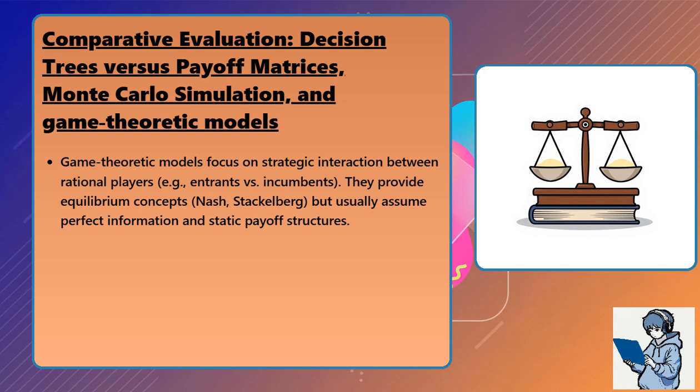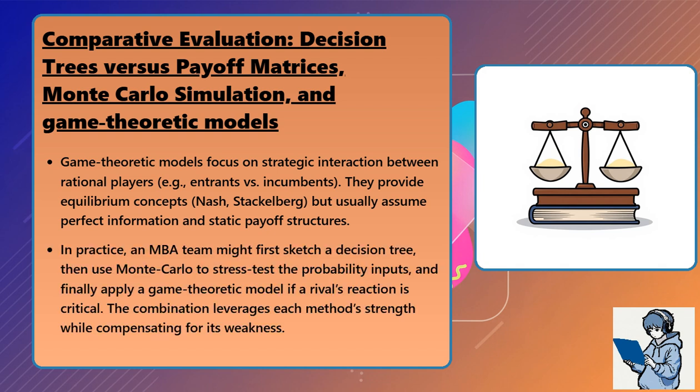They provide equilibrium concepts, Nash, Stackelberg, but usually assume perfect information and static payoff structures. In practice, an MBA team might first sketch a decision tree, then use Monte Carlo to stress test the probability inputs, and finally apply a game theoretic model if a rival's reaction is critical. The combination leverages each method's strength while compensating for its weakness.